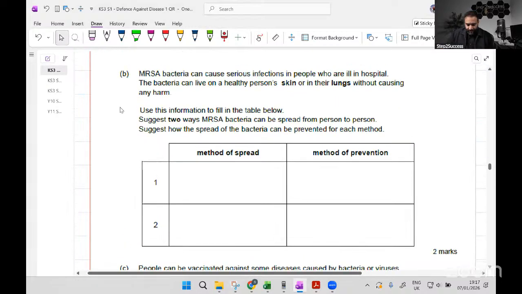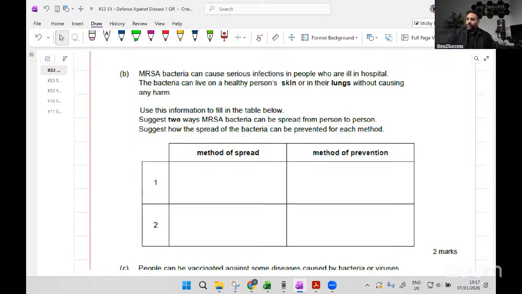Then, part B. MRSA bacteria can cause serious infections in people who are ill in hospital. The bacteria can live on a healthy person's skin or in their lungs without causing any harm. Use this information to fill in the below: two ways it can be spread from person to person and how you can prevent it for each method.